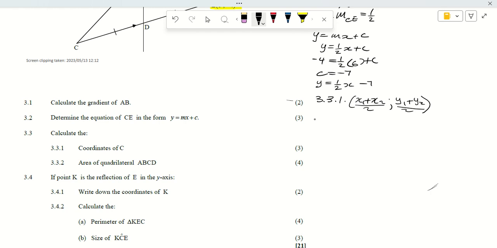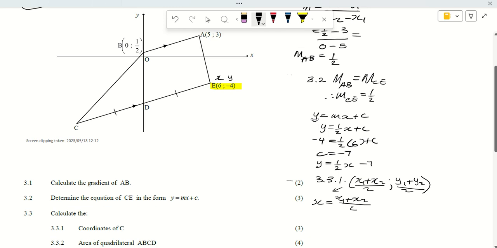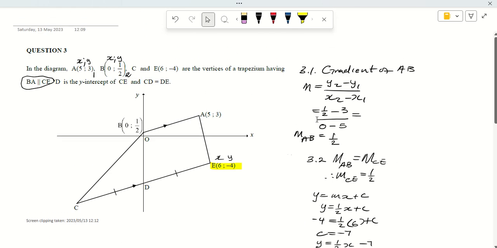Those are the coordinates of the midpoint, right? But now we can take this part and say that the x coordinate of the midpoint is equal to x1 plus x2 over 2. Okay, fine. So now we have the coordinates of D. What did they say about D? In our information here, they said D is the y-intercept of CE.